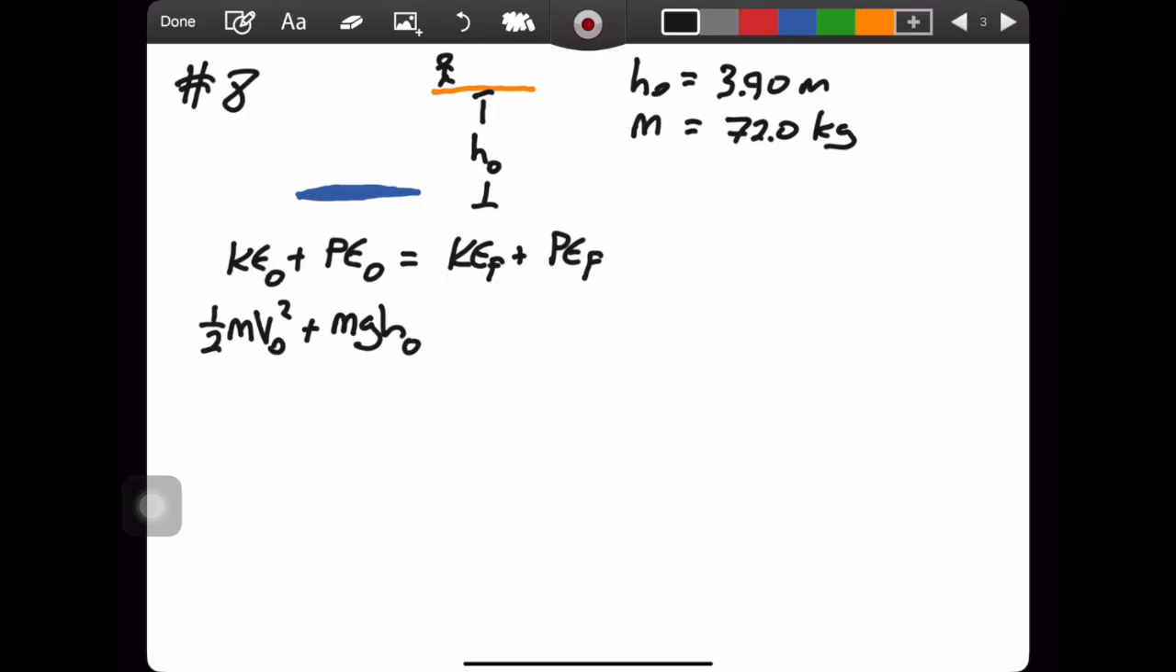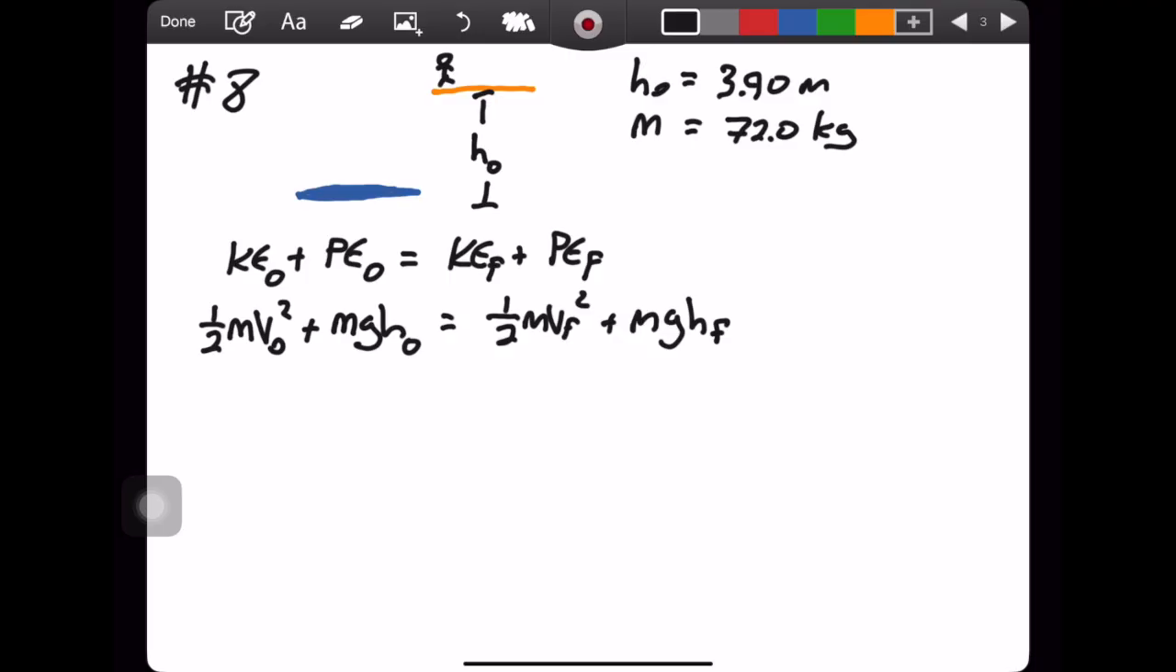Think of the left side of the equation as before, and the right side of the equation as after. So after, you have 1/2 m v final squared plus mgh final. Before, the sum of the kinetic and potential energy equals the sum of the kinetic and potential energy after, but their amounts might change.